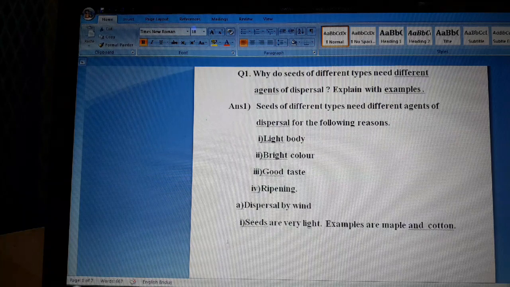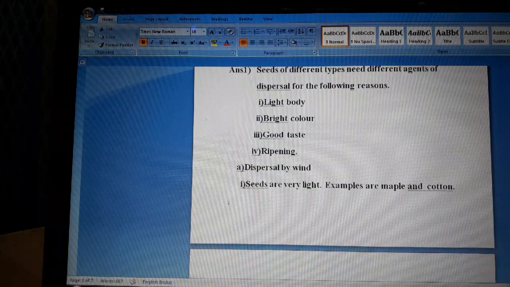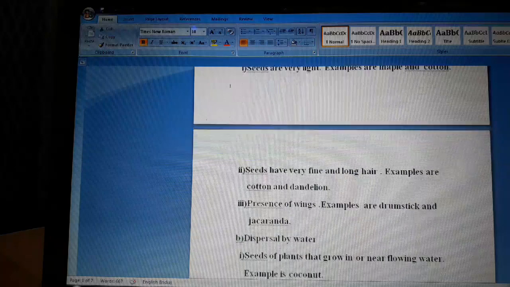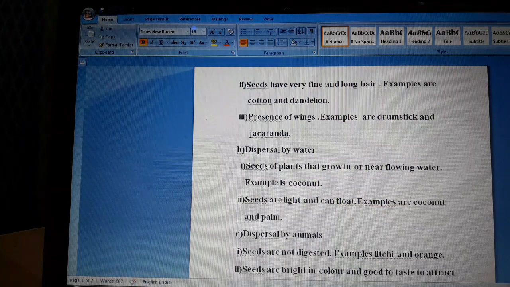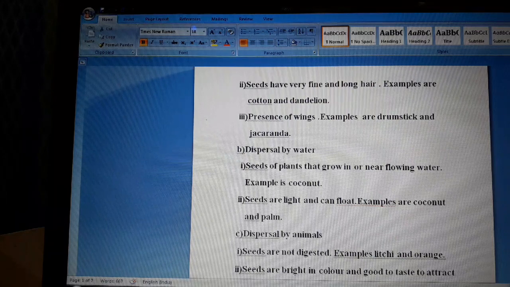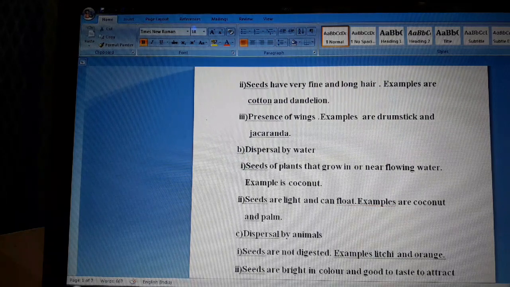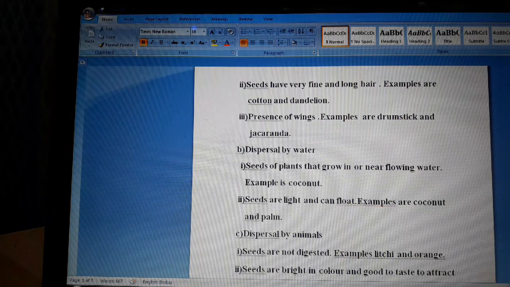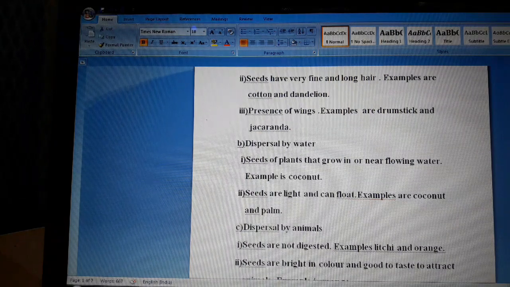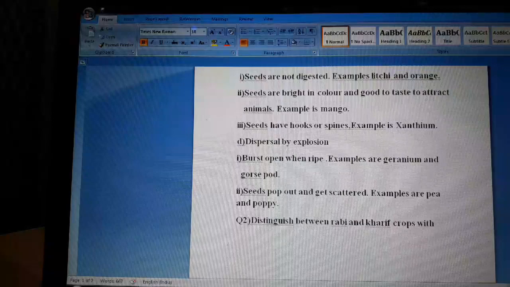Seeds are very light. Examples are maple and cotton. The second point is seeds have very fine and long hair. Examples are cotton and dandelion. Presence of wings. Examples are drumstick and jacaranda. Then dispersal by water. Seeds of plants that grow in or near flowing water. Example is coconut. The next point is seeds are light and can float. Examples are cotton and palm.